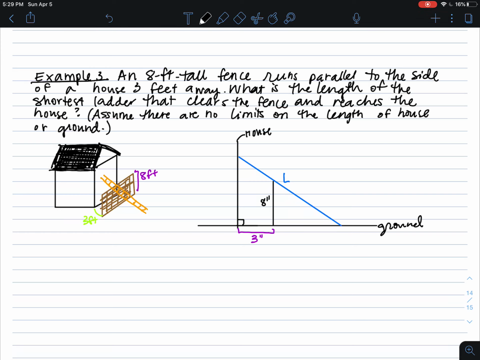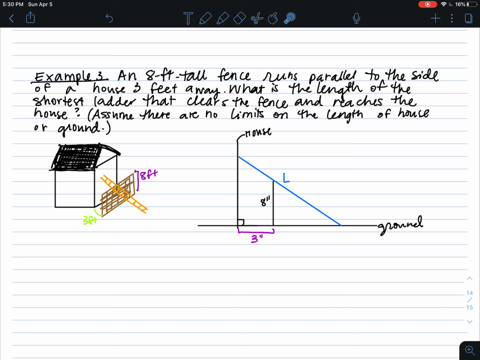Okay, hello everyone. For our third optimization example, I again wrote it out just to make this a little bit easier. We have an 8-foot tall fence that runs parallel to the side of a house 3 feet away. What is the length of the shortest ladder that clears the fence and reaches the house? We're assuming that there are no limits on the height of the house or the length of the ground.